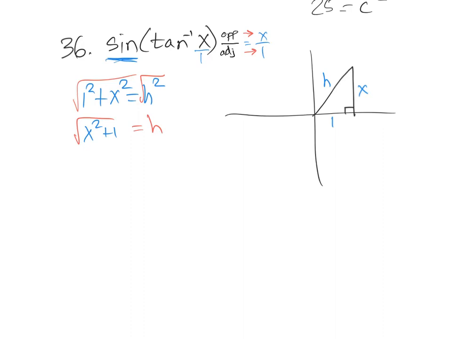Okay? So now that we know what the hypotenuse is, the sine of theta is the opposite leg over the hypotenuse. The opposite leg is x. This is theta over here. And the hypotenuse is the square root of x squared plus 1.